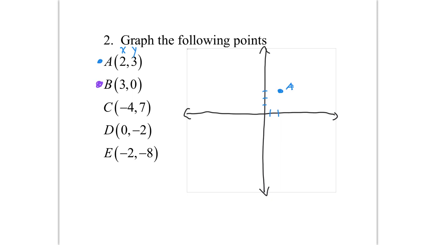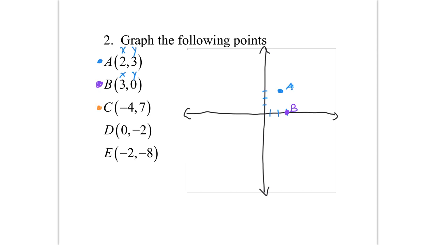B is 3, 0. Now, X is the first number, 3, and Y is the second number. So from the origin, I'm going to go 3, 1, 2, 3. So I'm right here, but the Y is 0, which means you don't go up or down. So my point is going to be right here. So that's point B.